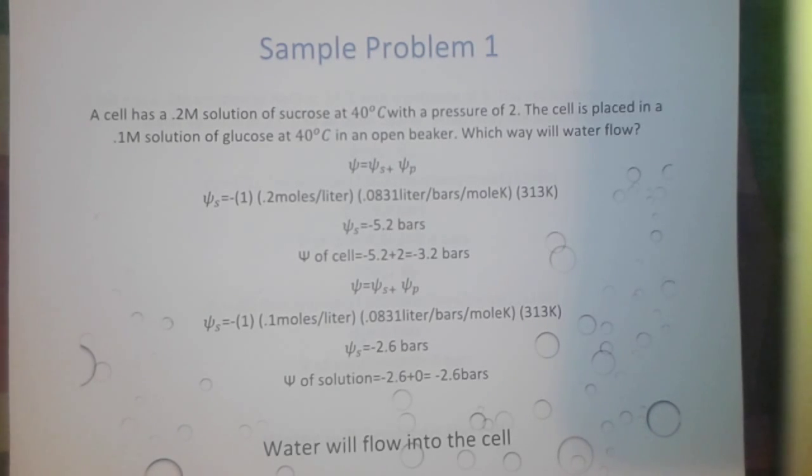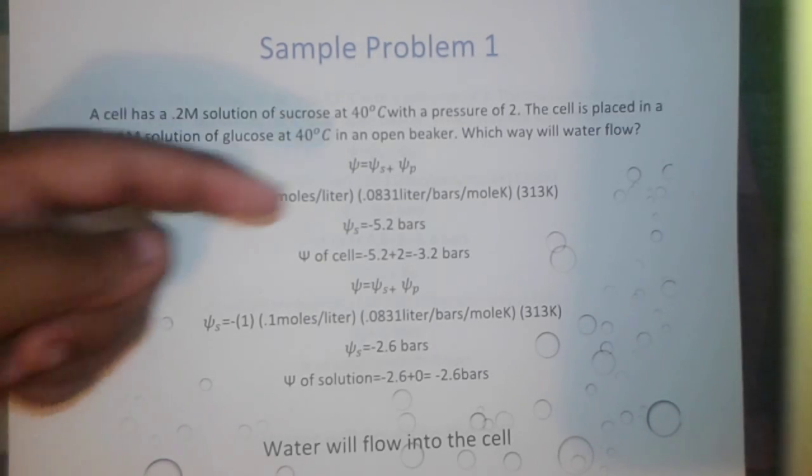This is a sample problem. A cell has a 0.2 molar concentration solution of sucrose at 40 degrees Celsius with a pressure of 2. The cell is placed in a 0.1 molar solution of glucose at 40 Celsius in an open beaker. Which way will water flow? So first you need to calculate the water potential of the cell, using this equation right here.